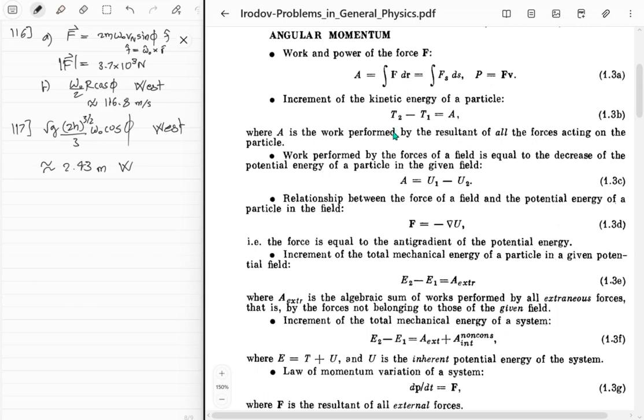Okay, so T2 minus T1 is A. Wow. Okay, that's just like from the work energy theorem. Whatever work is done by all forces on this body will just raise its kinetic energy. Which, I mean, is not that hard to prove.